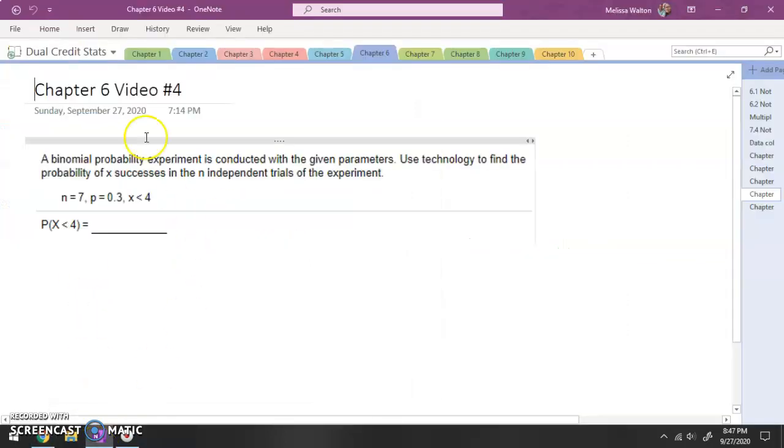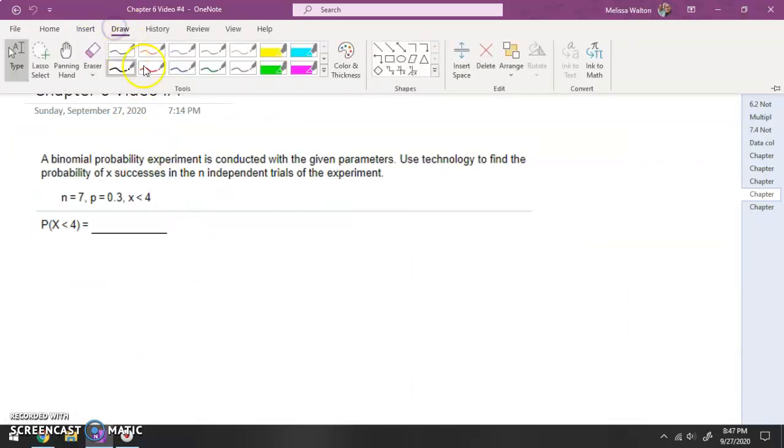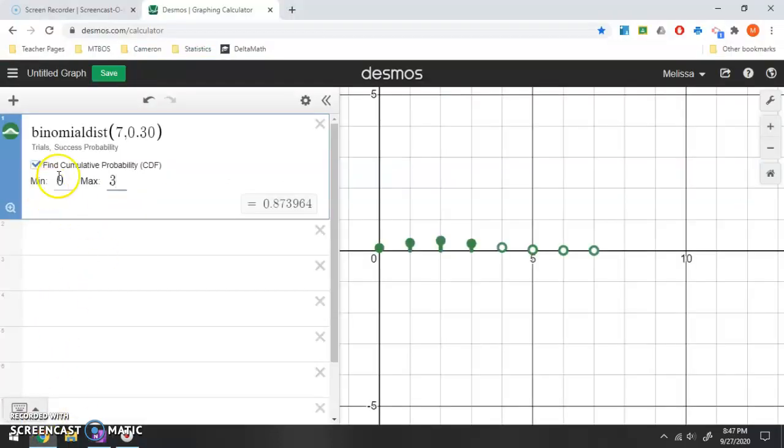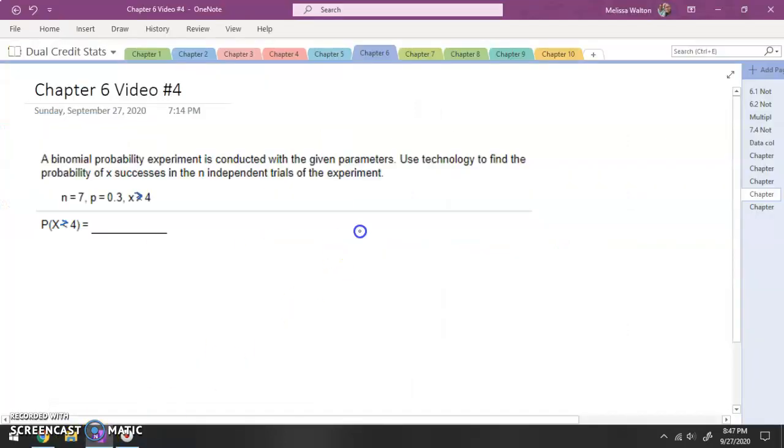Now, if we were to change this, let's say that instead of less than 4, we wanted it to be greater than 4. All right. Well, greater than 4 would look like this. I want everything that is larger than 4, so that would be 5, 6, and 7. So I would put for my minimum 5, and finally maximum would be 7. So that probability is right around 2.9%. So these problems should be fairly quick. We just have a number of trials and a probability of success, and then we have some type of range.